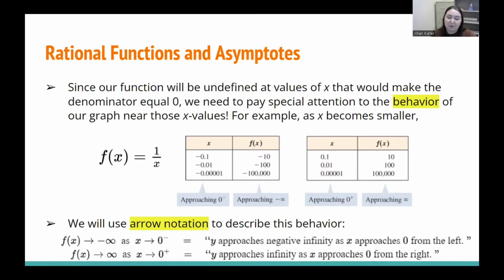We also use it with arrow notation, which we've learned before, in describing this behavior. But these are very common behaviors that we see towards any values of x that you've excluded from your domain. Those values of x are called vertical asymptotes. We're going to have the definition for it in a few slides here. Your function, as it approaches a vertical asymptote, only has two options. It's going to positive infinity or negative infinity. And those are the only options that your function has.